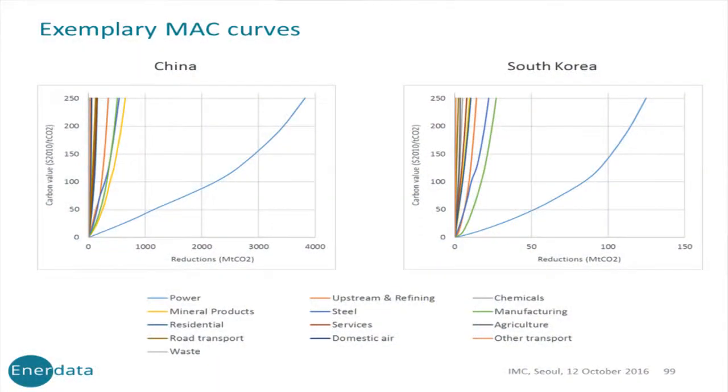So here you have an actual example of MACs from POLS for China and South Korea. So the horizontal axis is not the same scale, of course. And you can see that the potential per sector is not the same. The relative position between sectors is not the same for both countries, but power sectors in blue is the main source of reductions in both countries.